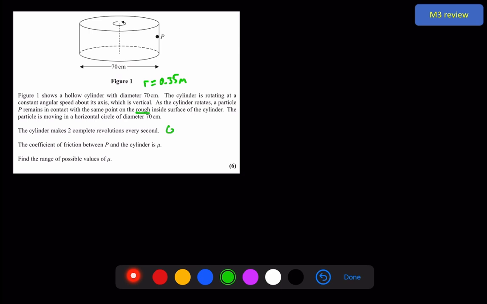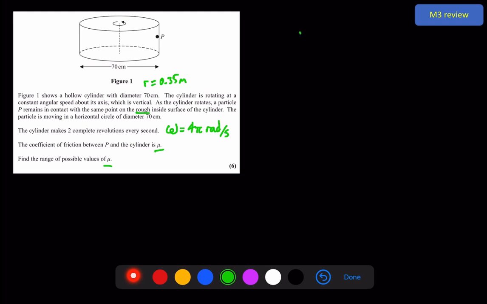That is telling me the angular speed. So 2 complete revolutions is 4 pi radians, and we're being told that that is happening every second. The coefficient of friction between P and the cylinder is mu. Find the range of possible values of mu.